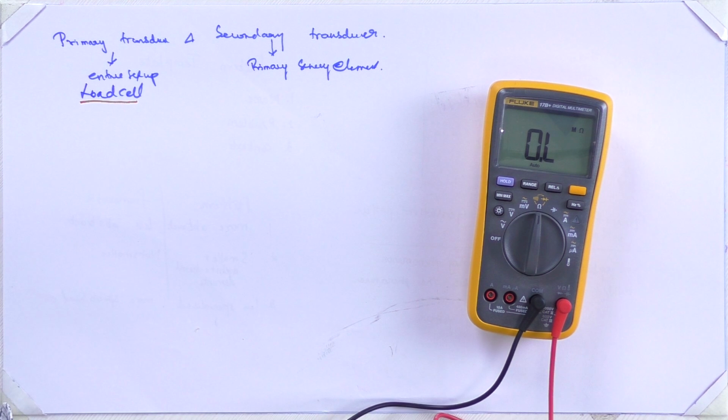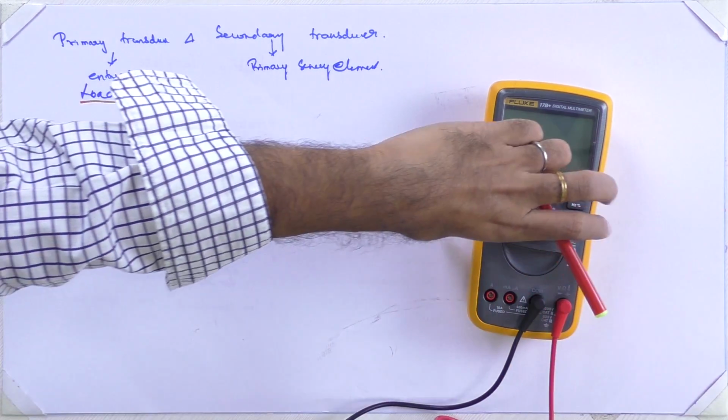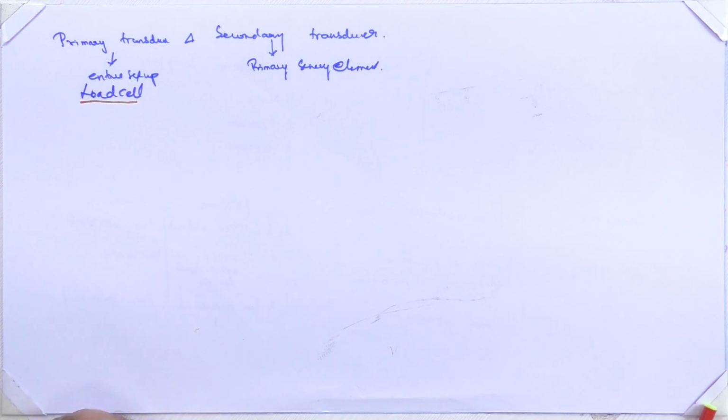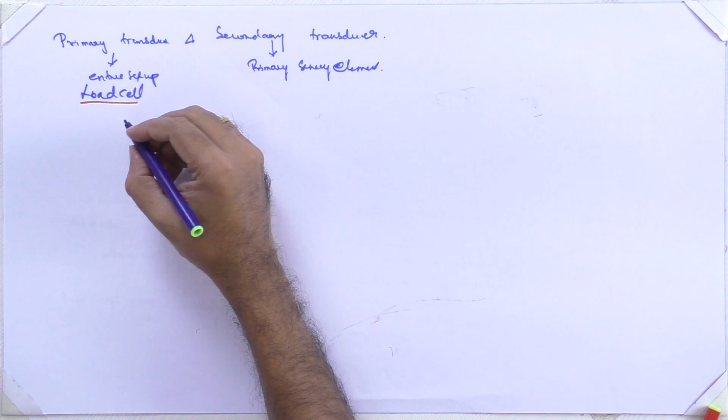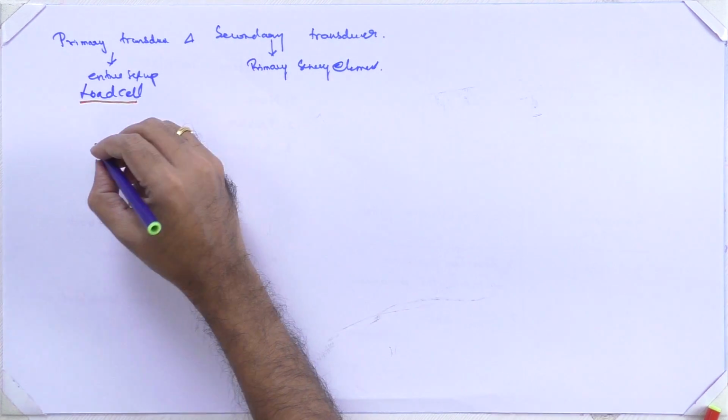Now let's come back to how we are able to measure this strain gauge resistance. The strain gauge is connected to a Wheatstone's bridge circuit.